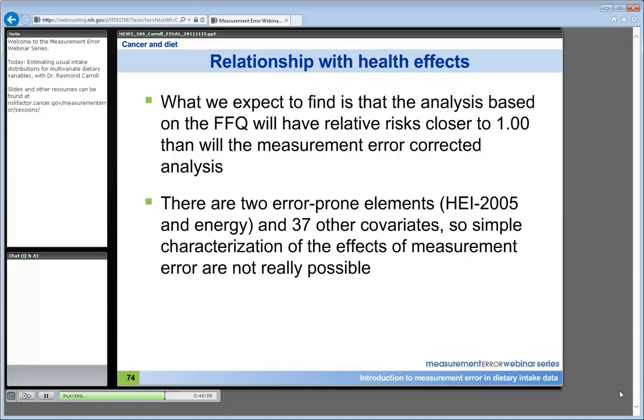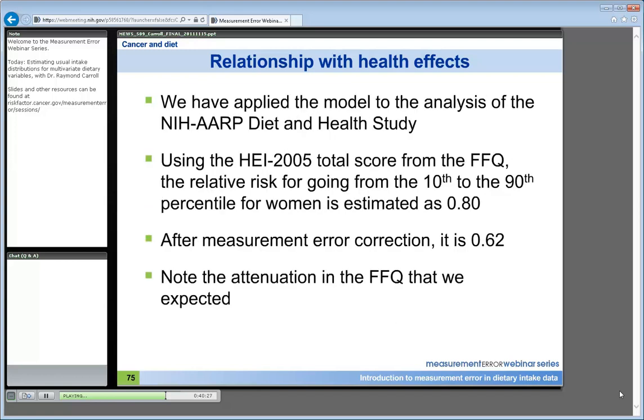So here we've got a pretty big model. We have 2 error-prone components, the total score and energy. We've got 37 other covariates for men, 38 for women. And so this is a pretty complicated problem where it's hard to actually tell you exactly what's going to happen, so we had to actually do the calculations and not do the theory here. And here's what we get.